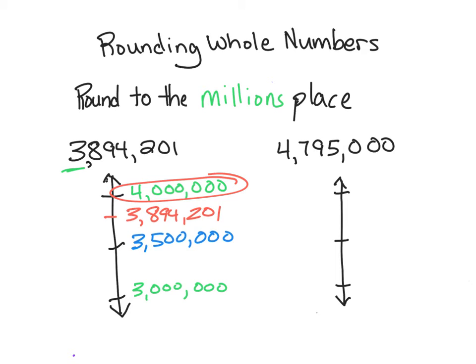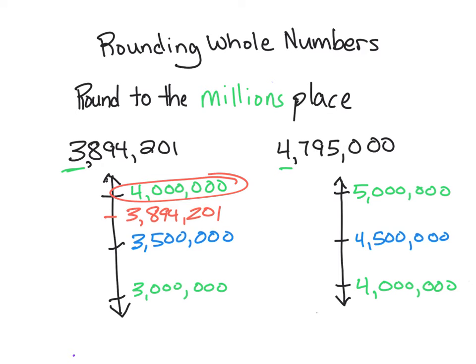In the next one, the 4 is in the millions place. So our low number is going to be 4 million. Our high number would be 1 million more than that, which would be 5 million. Halfway between 4 million and 5 million would be 4,500,000.